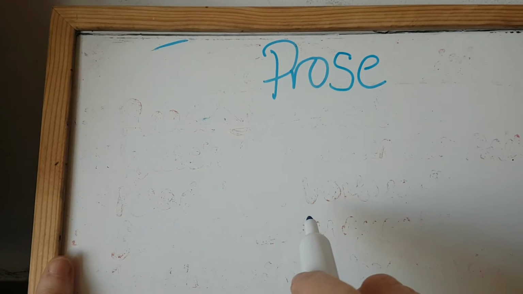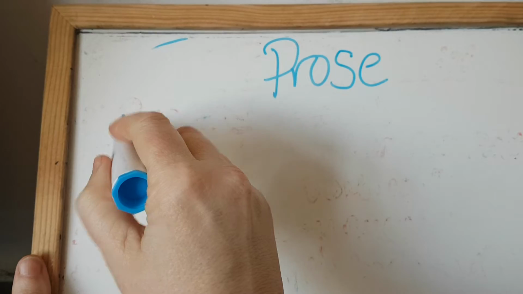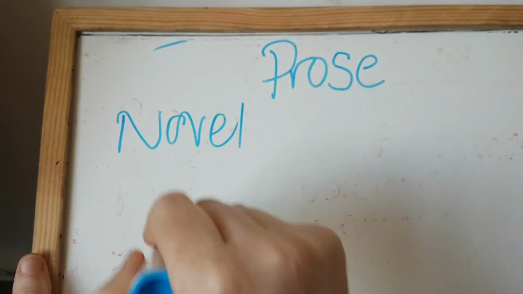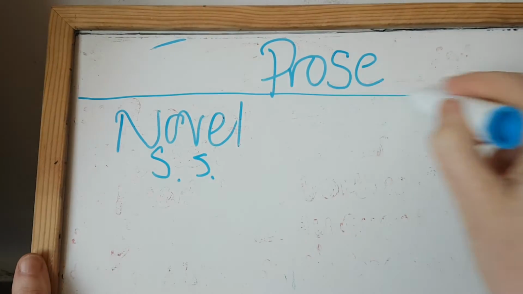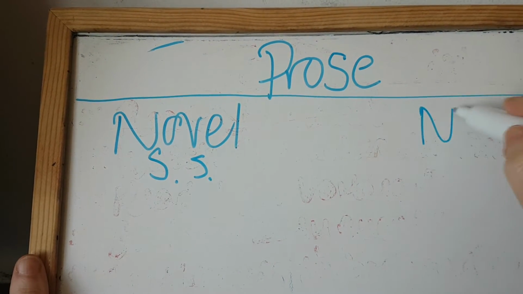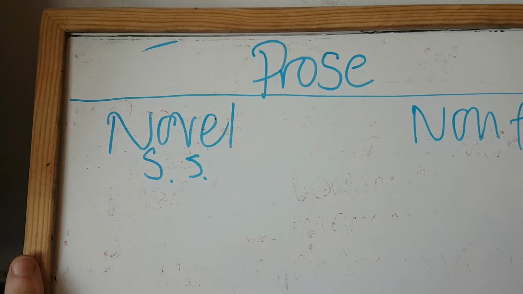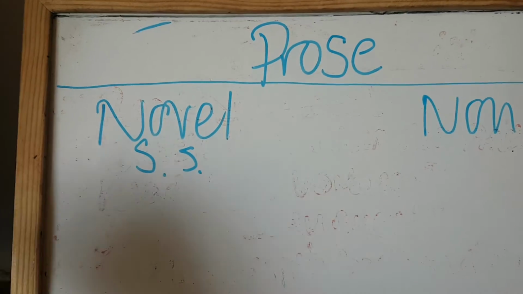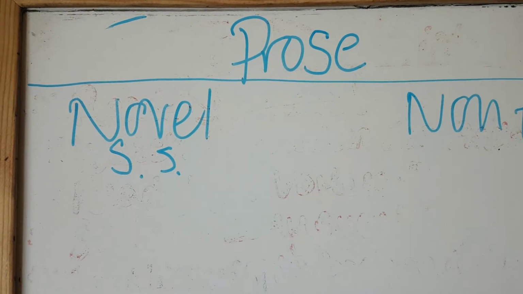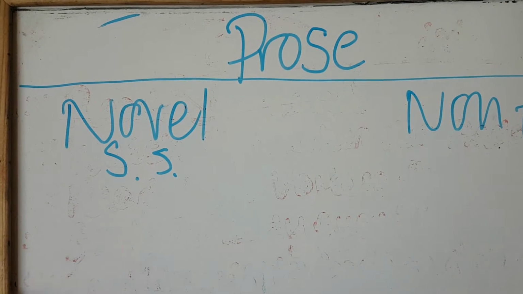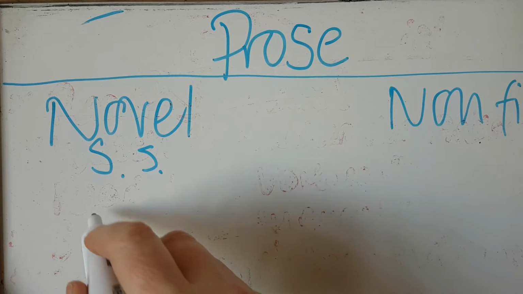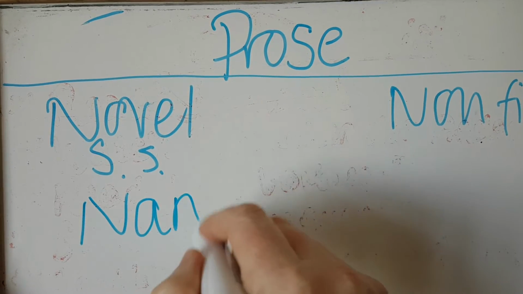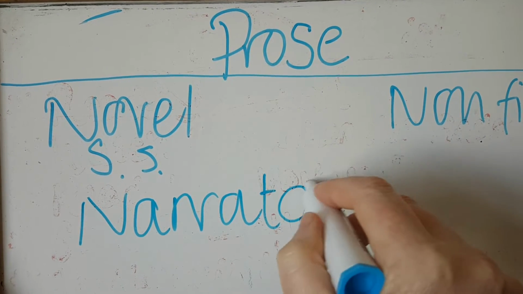Prose, of which it could be fiction, which we probably call a novel, or it could be a short story. Or we're looking at non-fiction. So, in a novel and non-fiction, the key thing you're going to write about is the narrator. You've got someone talking to you, showing you round.